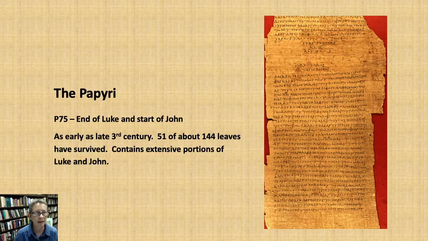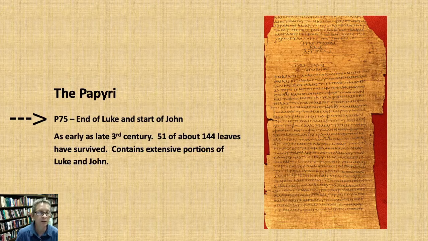And what we're looking at here is P75, which is as early as the late 3rd century. There are 51 leaves that have survived, the word we use there is extant. There are 51 extant leaves of about 144 that were there originally. And it contains extensive portions of Luke and John. And what I've shown you here is the end of Luke, where it actually says, this is the end of Luke, and the beginning of John, where it says, this is the beginning of John, and begins reading en arche en ho logos, kai ho logos, and so on, as you would find in your Greek New Testament.